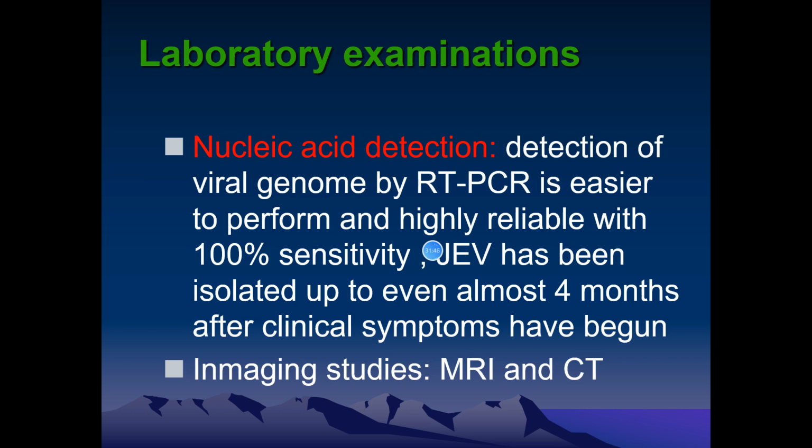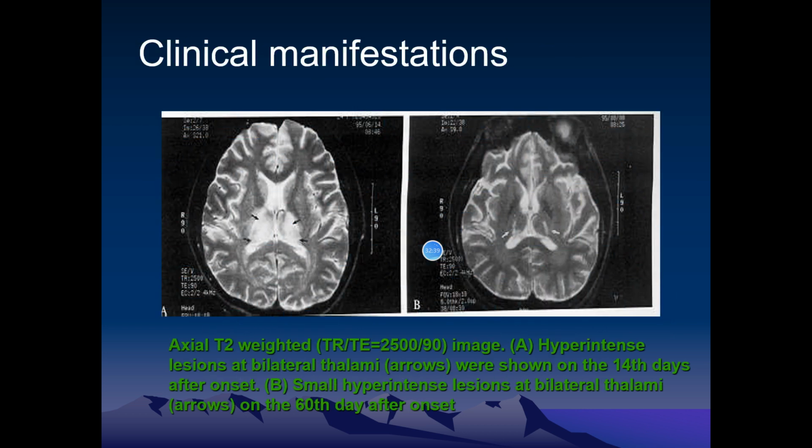The imaging studies. MRI and CT scan often show bilateral thalamic lesions with hemorrhage. The basal ganglia, pons, spinal cord, and cerebellum may also show abnormalities. Hyperintense lesions may be observed in the thalamus, cerebellum, and cerebrum on T2 MRI. But look at this picture.